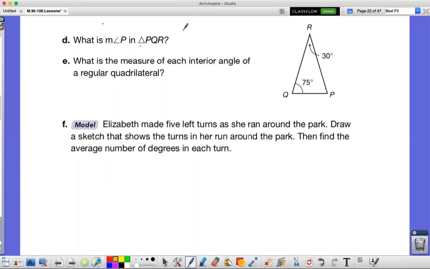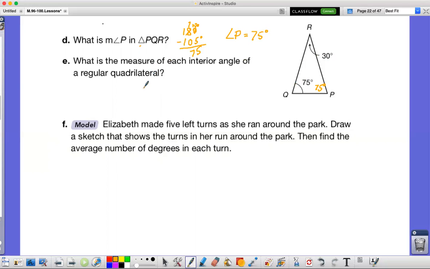In order to find this, I need to subtract from 180 degrees, and in this case, I see that 75 plus 30 makes 105 degrees. So I need to subtract that. In this case, I would have 75 degrees. So angle P equals 75 degrees. What about letter E?